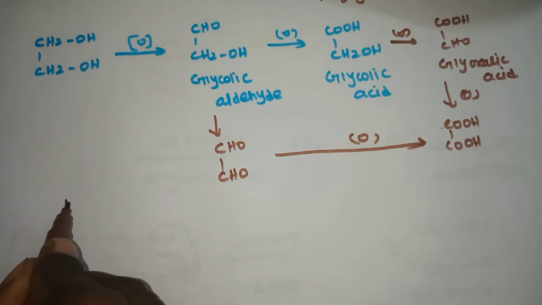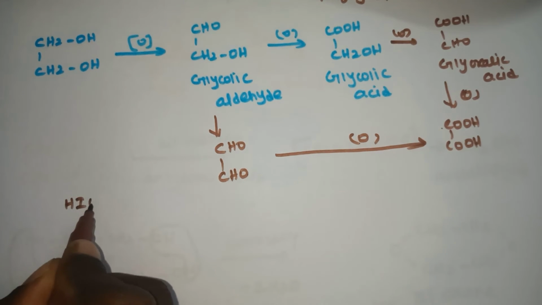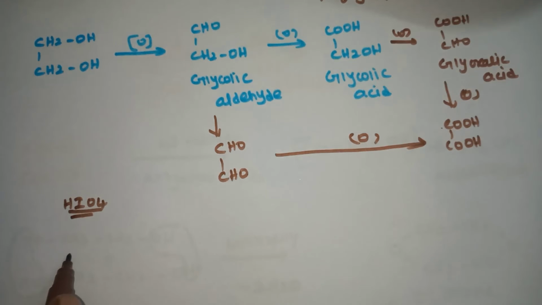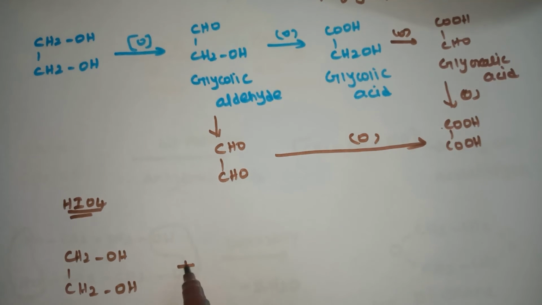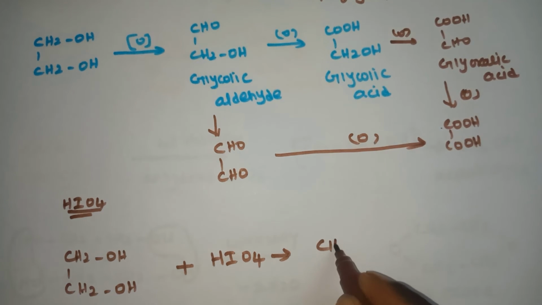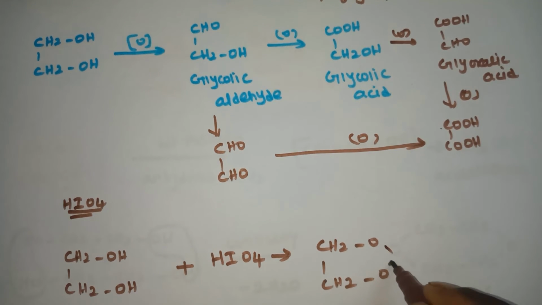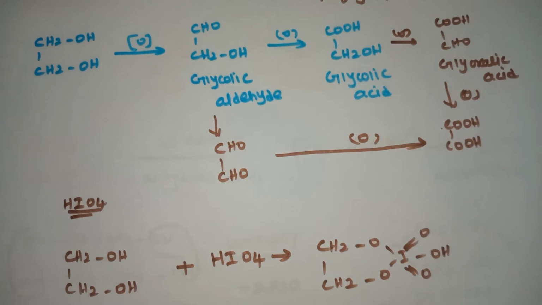Glycol reacts in oxidation with periodic acid. CH2OH-CH2OH is ethylene glycol. Ethylene glycol is oxidized with periodic acid, HIO4. First step is cyclic periodate ester formation. This is an intermediate, CH2O-CH2O-IOH. This decomposes into formaldehyde.